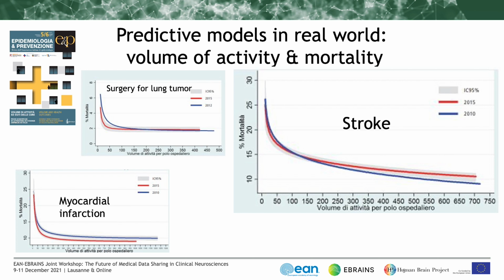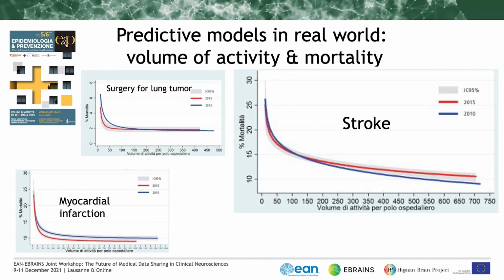There are several examples of this. I want just to show you one. This is an Italian survey where you can clearly see a progressive decrease of mortality in relation to the volume of activity. These headings are in Italian, but I think they are easily understandable.